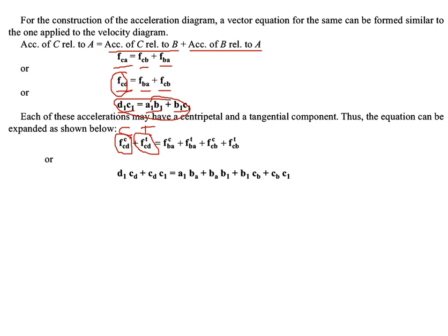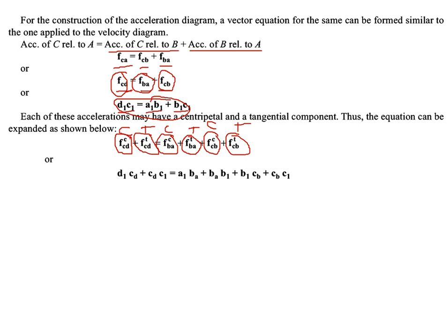Okay, same way for FBA now. For FBA again, centripetal one and then one tangential. This is again centripetal and then one tangential. Same way for FCB now, this component we have taken two parts. One is centripetal and then tangential. Same thing, you have to get two parts: centripetal and tangential.